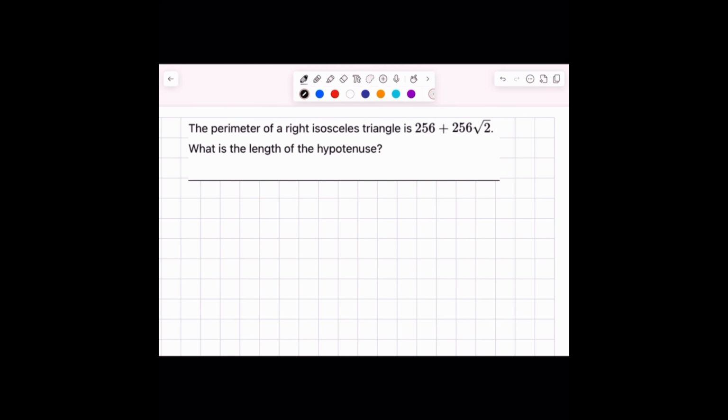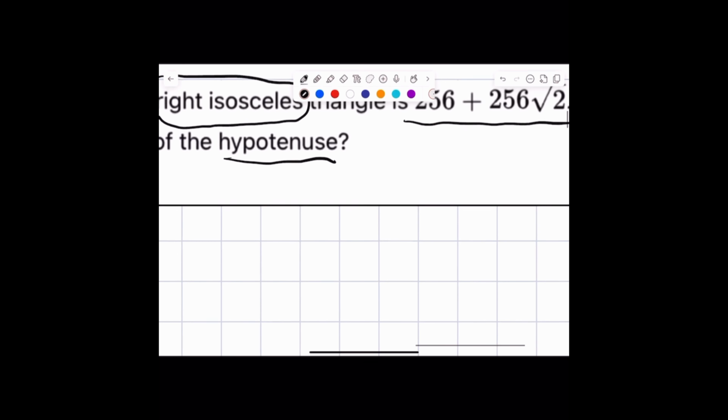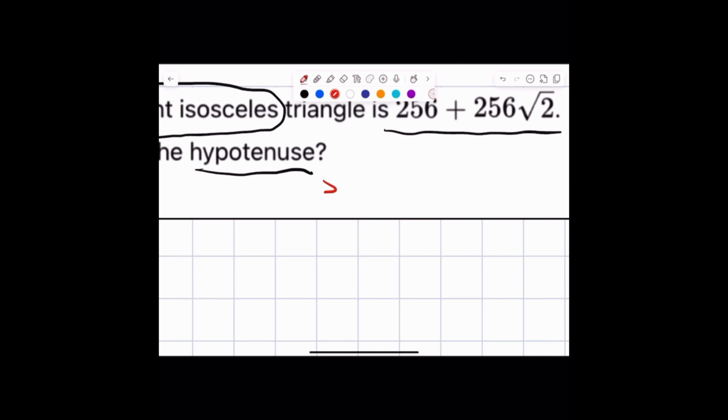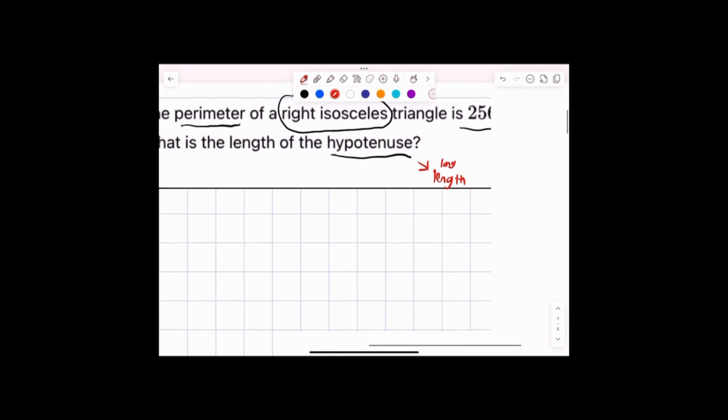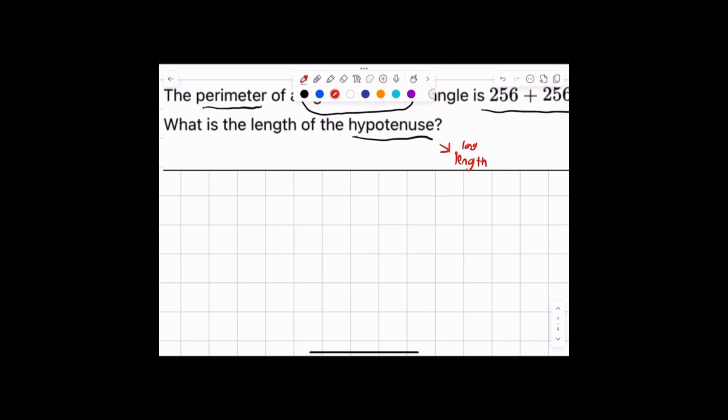Okay, next question. The perimeter of a right isosceles triangle is 256 plus 256 root 2. What is the length of the hypotenuse? Well, if you guys don't know what the hypotenuse is, first off, you should probably go back to geometry class, but the hypotenuse is the longest length. So I just think of it as the longest side, but anyways, the hypotenuse has to be the longest side to be the hypotenuse, if that makes sense for you.